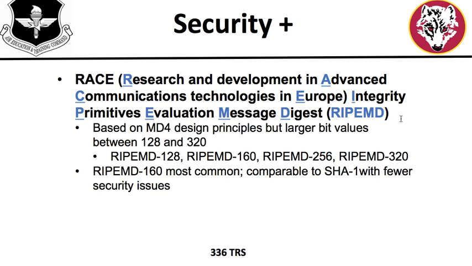So the 256 and 320 are less likely to produce that same output on different data inputs because the digest is larger. But beyond that, they don't really offer any stronger security. But RIPEMD 160 is most common, and when they compare it to SHA-1, it has fewer security issues than that. So both of those are still being utilized.